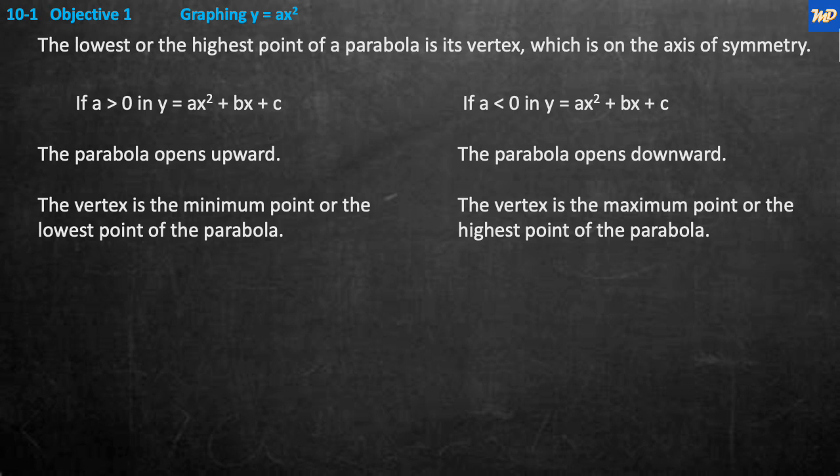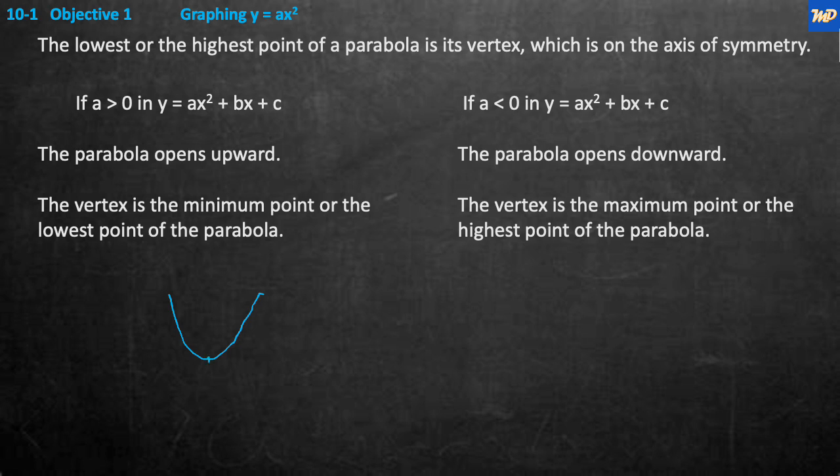The lowest or highest point of a parabola is its vertex, which is on the axis of symmetry. We just kind of looked at that in the previous slide. It says here, and this is important, if a, the a in ax squared, is greater than 0 in y equals ax squared plus bx plus c, then the parabola opens upward. It's a U shape, right? This is an upward facing parabola.